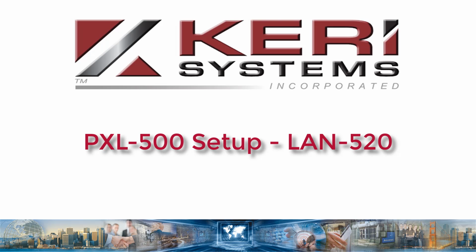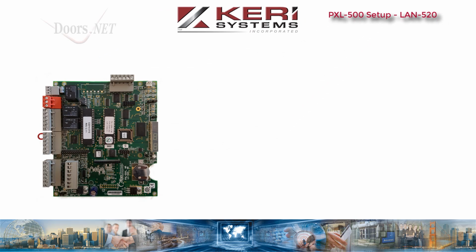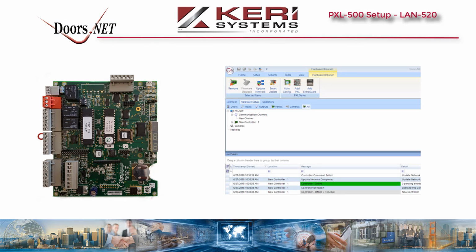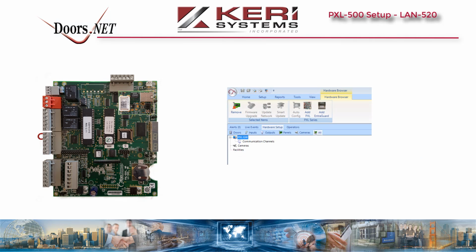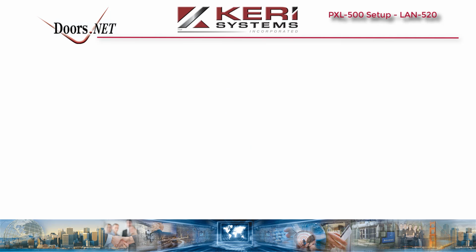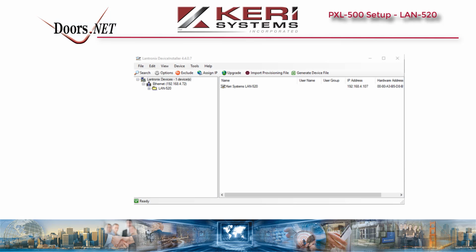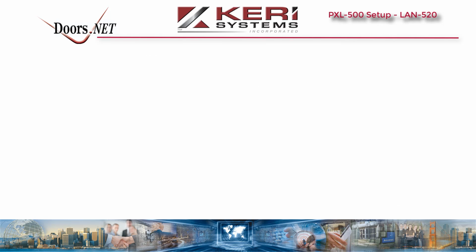This guide explains how to set up a PXL-500 controller in the Doors.net software using a LAN 520 module. It assumes you have already worked through the steps to install and license the Doors.net software, and that you have also set up the PXL gateway. In addition, you will need to install the Lantronics device installer software, which is used to find and then change the IP address of the LAN 520. The device installer software can be installed from the following URL.